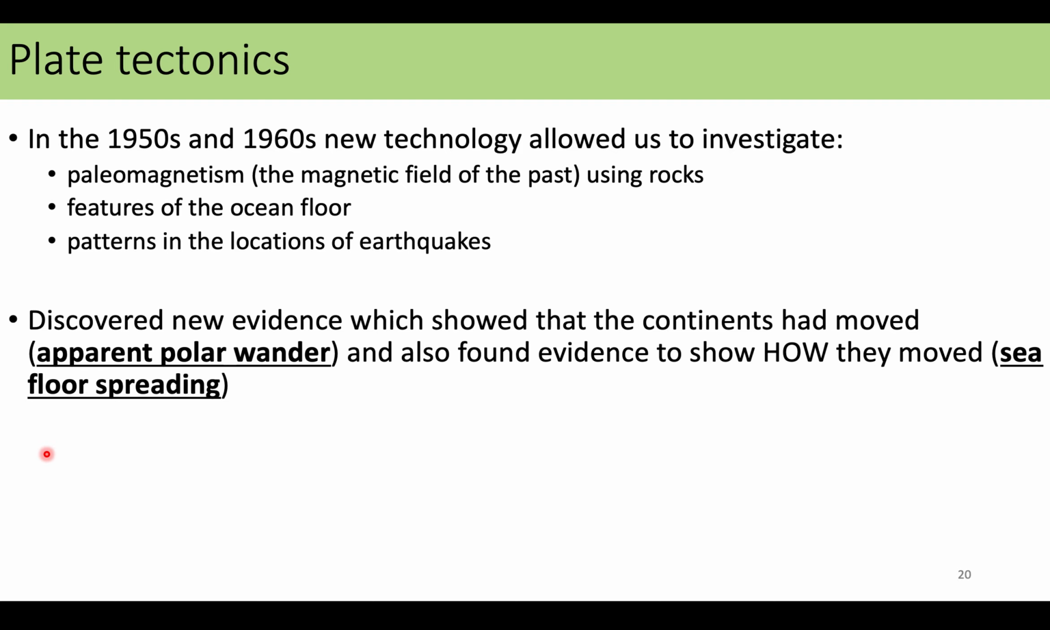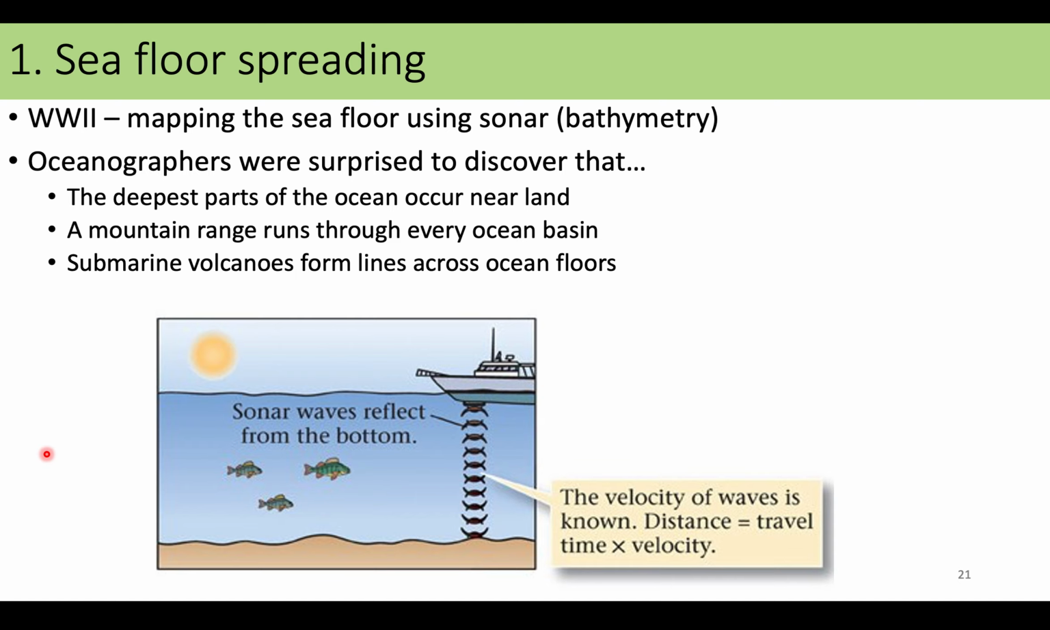It was discovered seafloor spreading. So apparent polar wander and seafloor spreading are the two pieces of evidence that Alfred Wegener really needed, but unfortunately was not alive when this technology came out, actually proving that he was, in fact, correct.